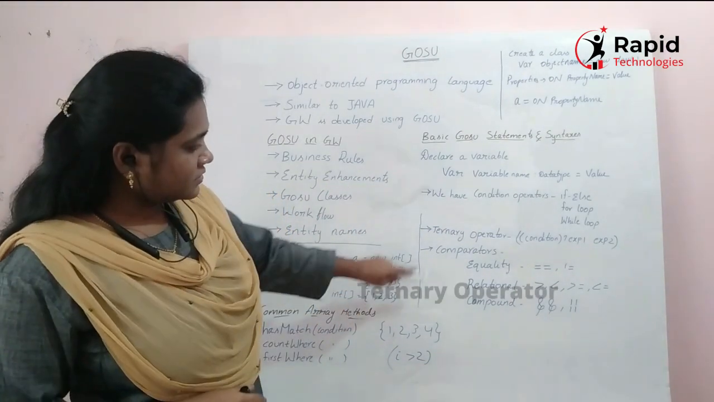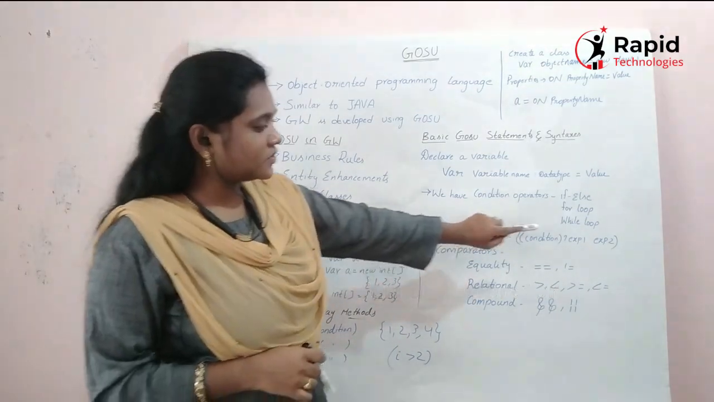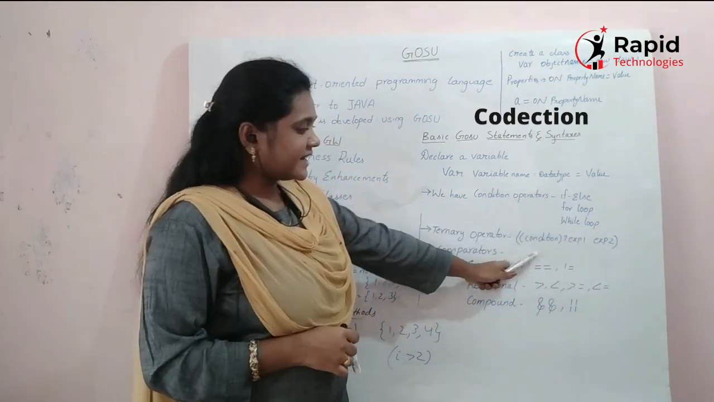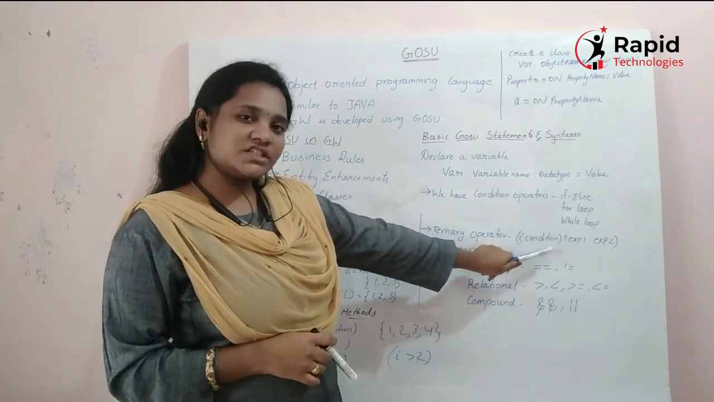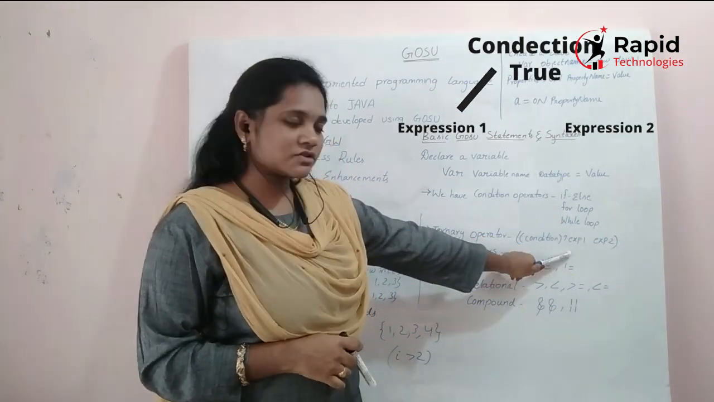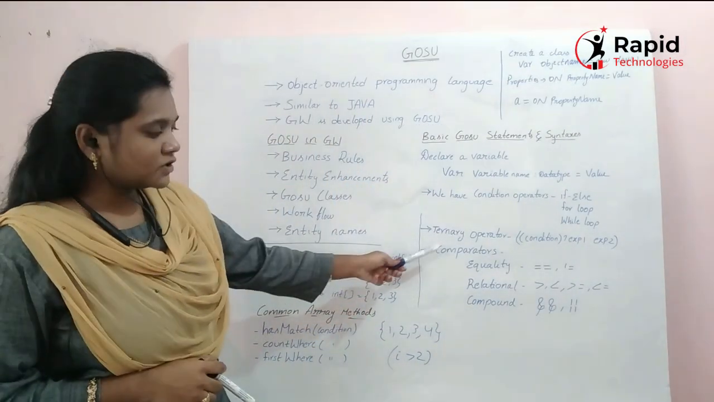Now coming to the ternary operator. Here also we have a ternary operator. A ternary operator is nothing but we have 3 statements here: condition, expression 1 and expression 2. If the condition is true, expression 1 will be executed, and if the condition is false, expression 2 will be executed.